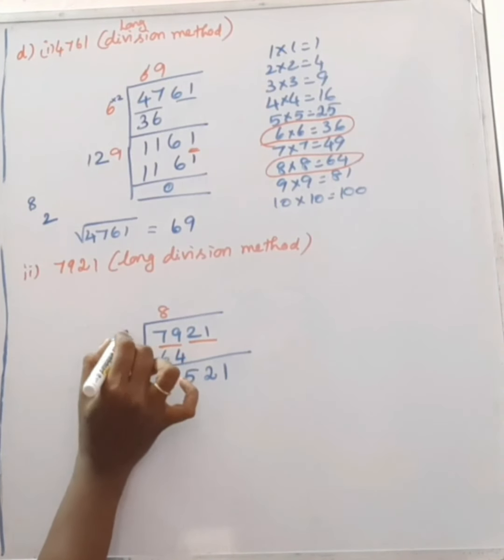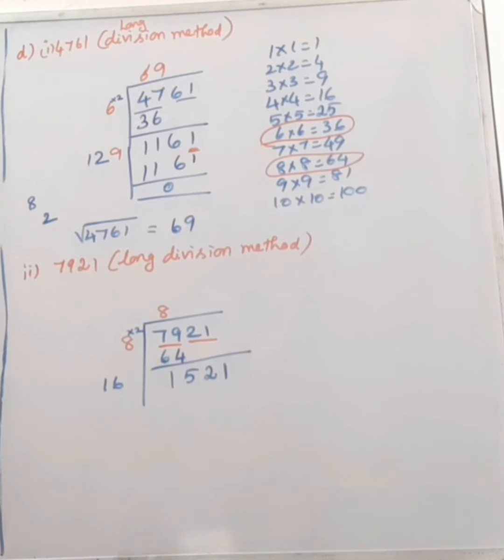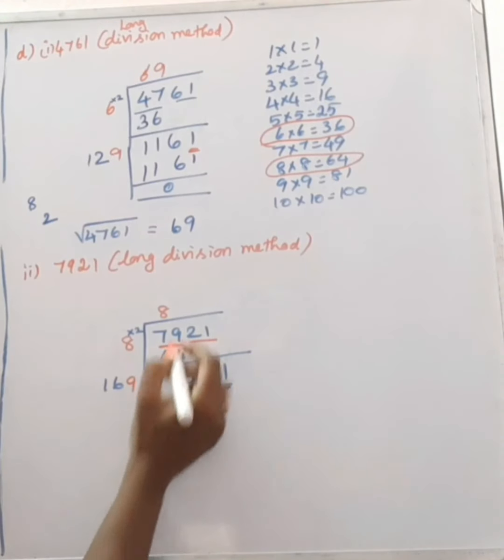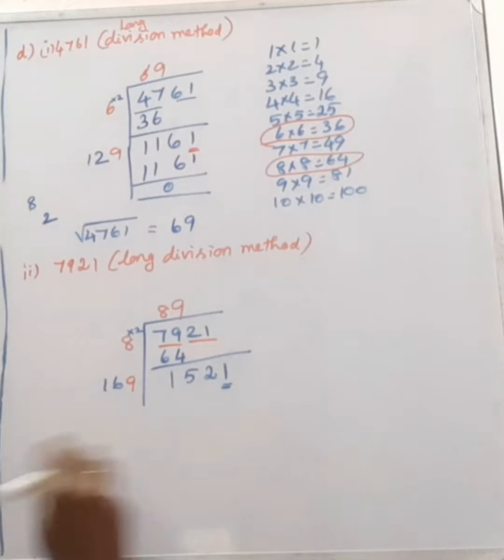Now the next step is 8 into 2. So what we get? 16. Again the remainder is 1. That is, the unit place is 1. So which number will occur here? 1 or 9. So put 9. So what we get? 9. Here also 9. 9 nines are 81.